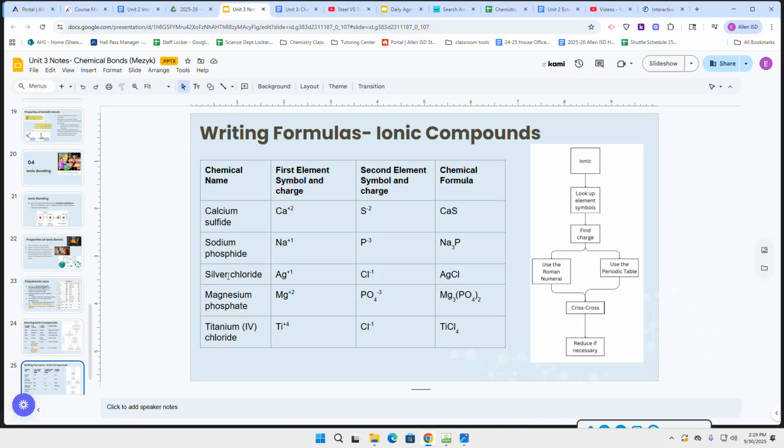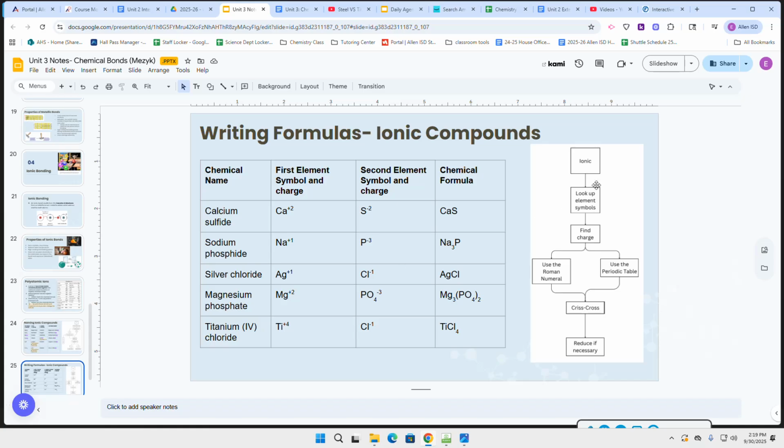So then we're just going to take our two elements and combine them because they have the same charge, just opposite signs. So it's going to be AgCl. Now it is important that you write the metal first. You do not want to write SCA or PNA. It has to be the metal first and then the nonmetal.